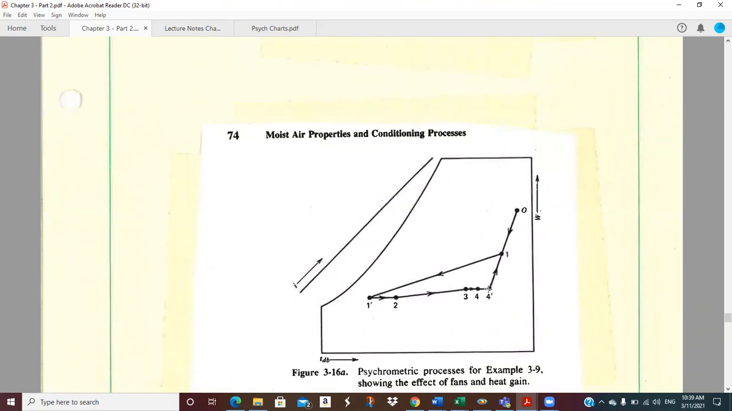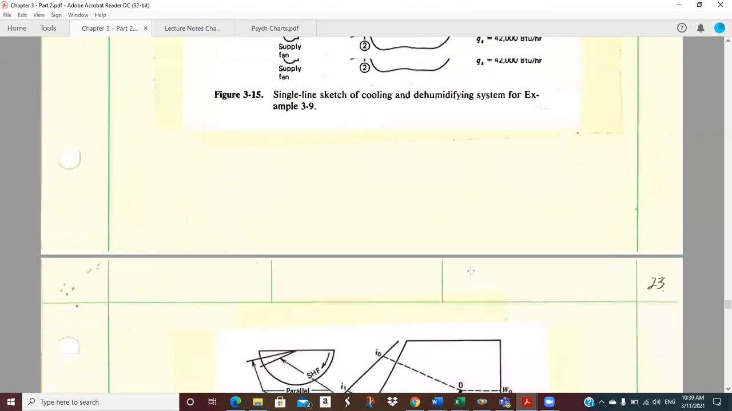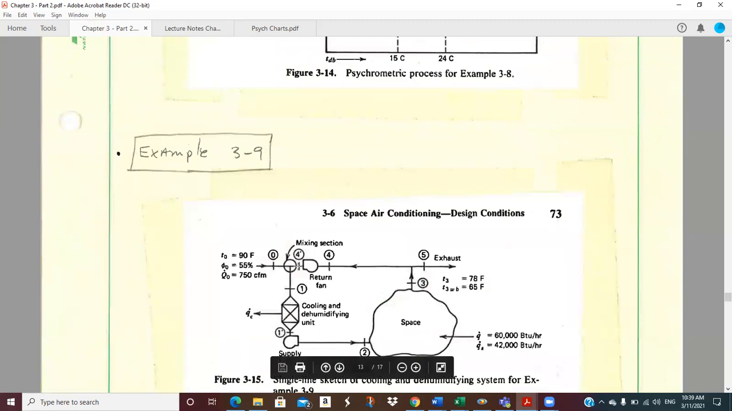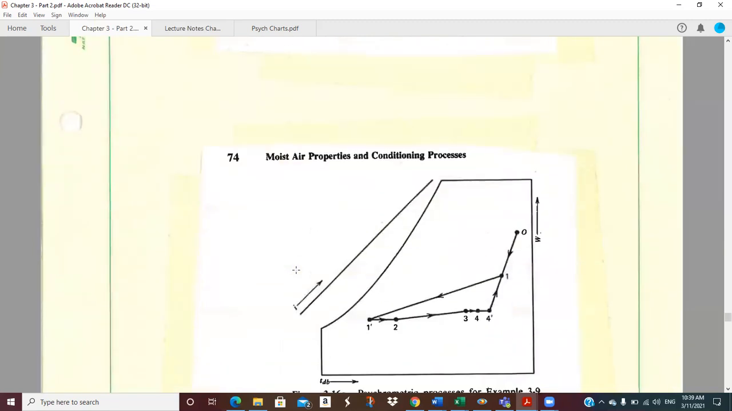Then 4 to 4 prime is fan heat going across a return fan, if you happen to have a return fan, okay? What's nice is that the HAP program will plot these points out for you and put this stuff in for you. But if you're working a problem by hand, you have to put it in by yourself. So 4 prime is actually the condition that gets mixed with the outside air, because we have duct heat gain and fan energy that gets put in. So instead of running from 3 to 0, now we're running from 4 prime to 0. We do our mixing and we get 0.1.